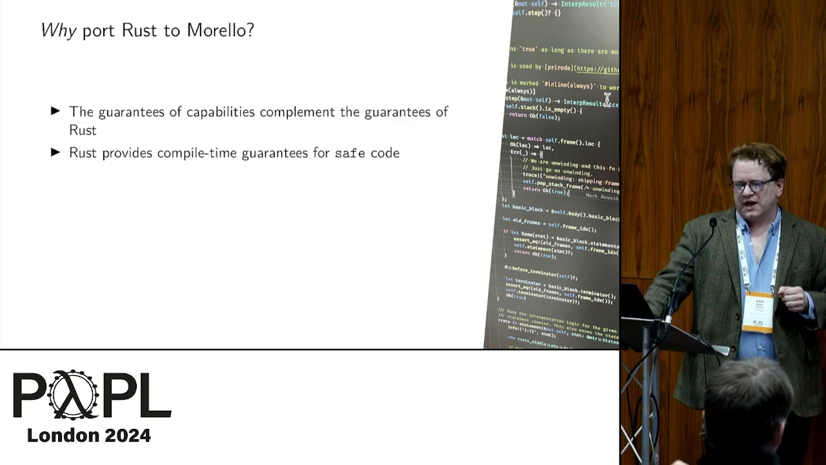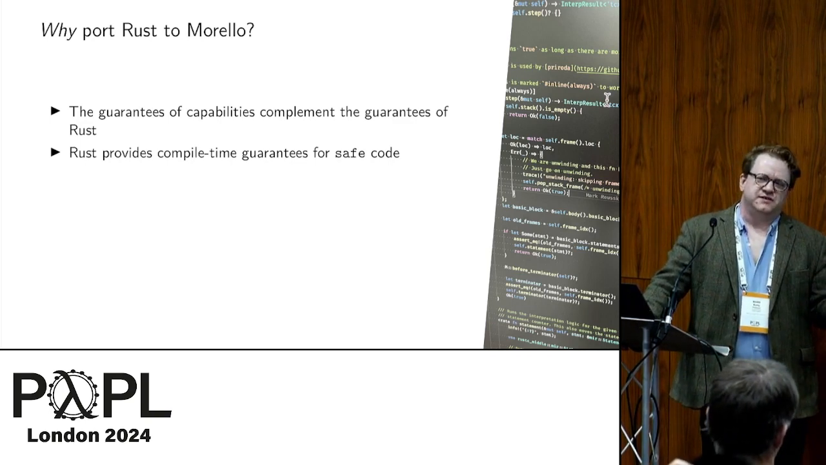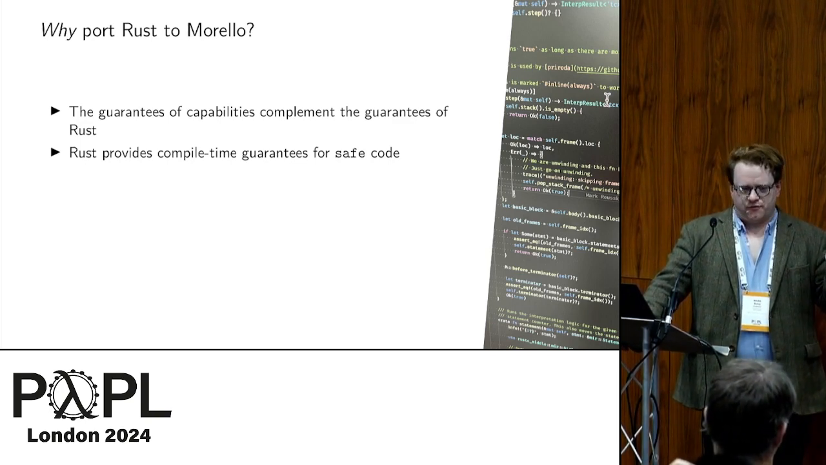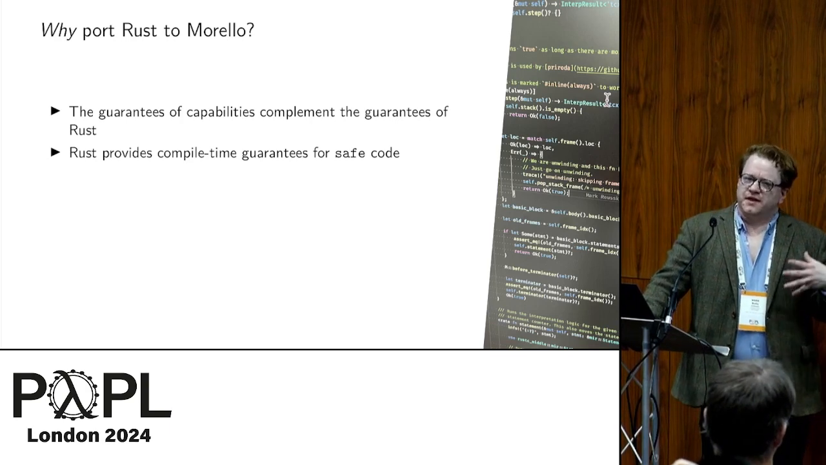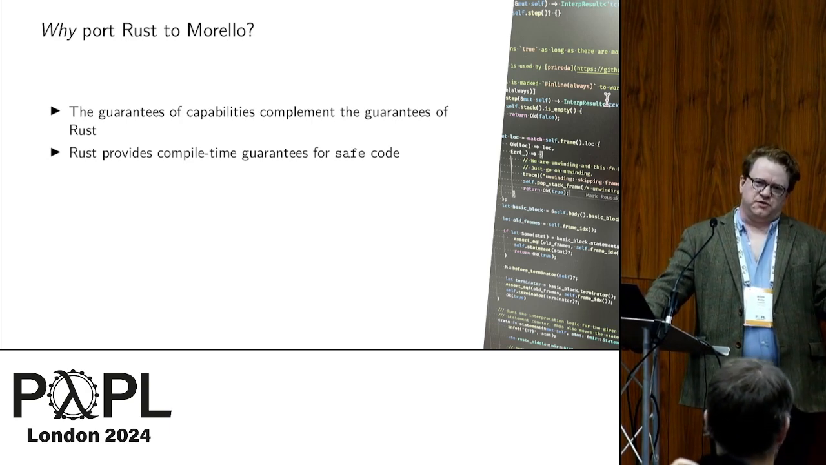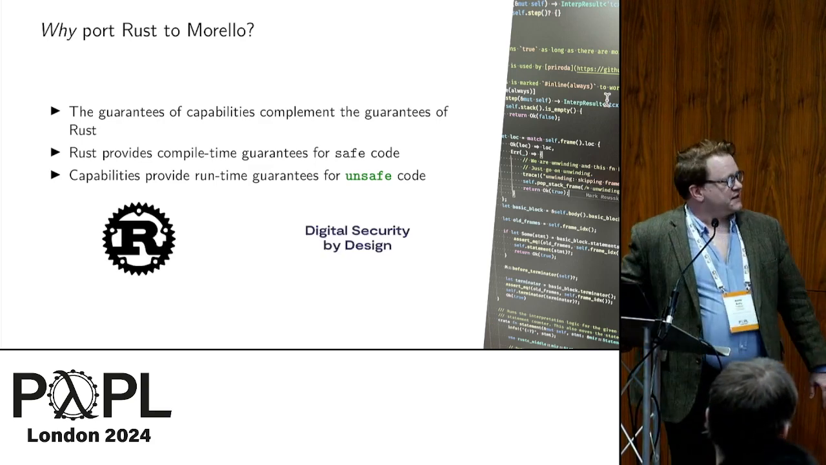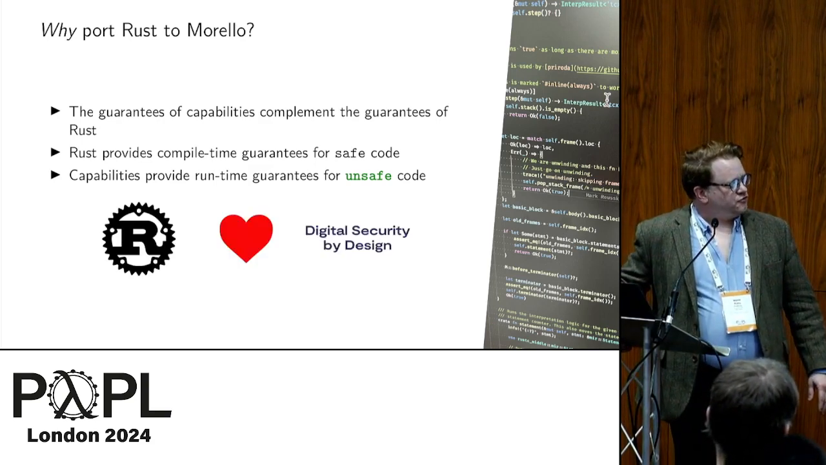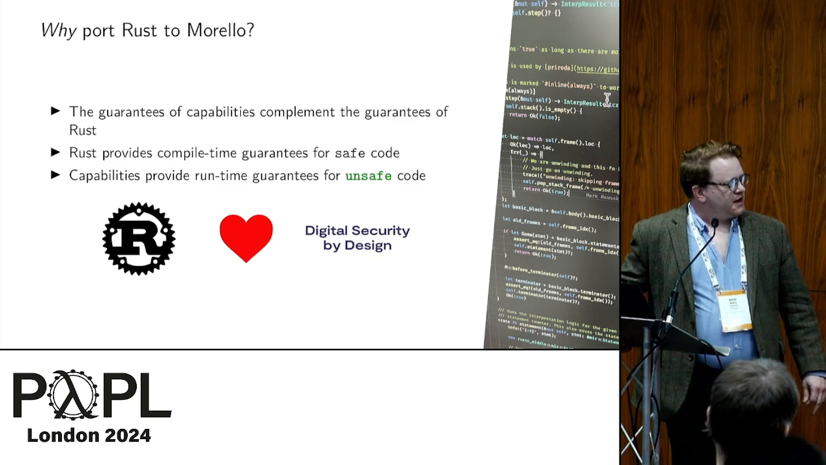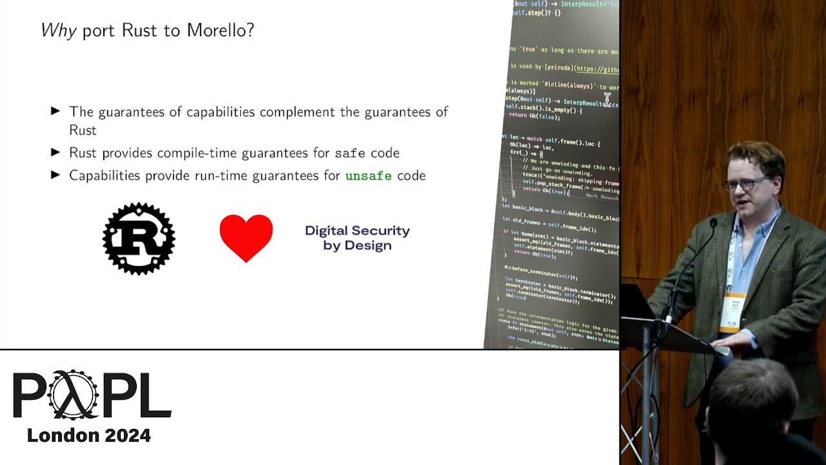And Rust also provides guarantees in the compiler for large parts of the code. So that type system guarantee may be useful in reasoning. So we think these two should really belong together. We like the idea of combining these.